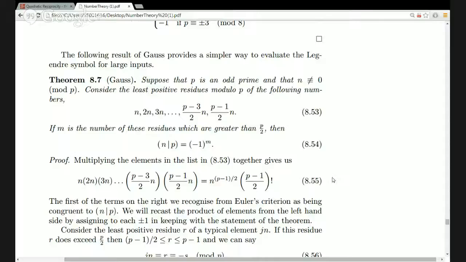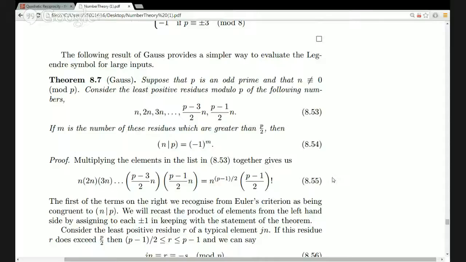Anyway, what this integer m is, remember, is a count of the number of these numbers that produce a reduced residue modulo p, the small remainder left after division by p, which is greater than the halfway point, greater than p/2. Some of these numbers will be congruent to a small remainder modulo p, small meaning in the first half of the residues, less than p/2. Some of them will be congruent to a larger remainder, the ones past the halfway. And m is simply a count of the number of those which produce a residue past the halfway point. That's this number m, and you raise -1 to the power m.